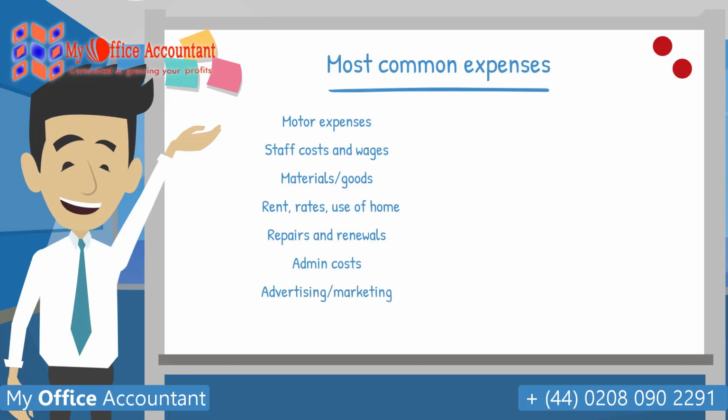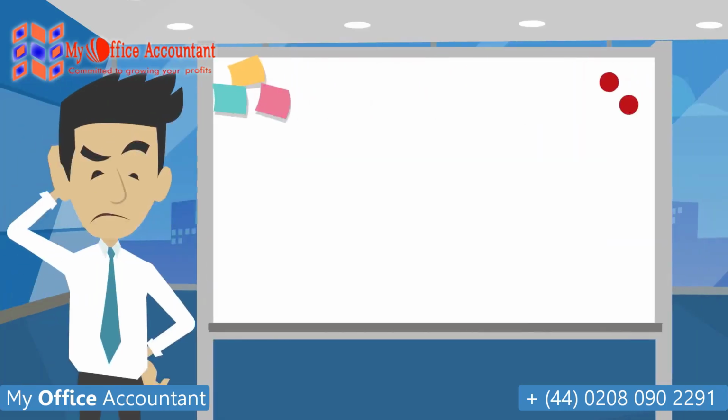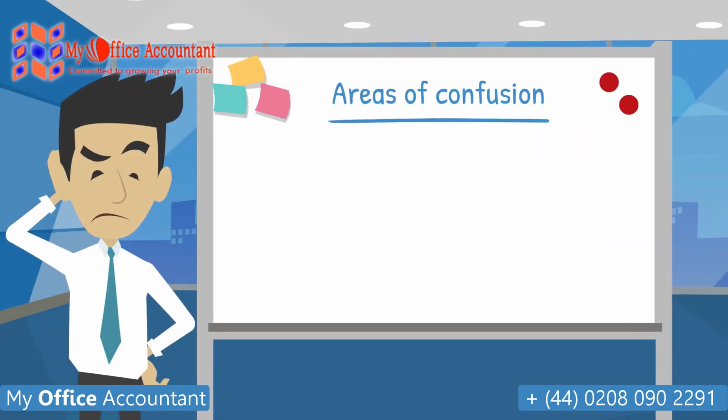Advertising and marketing costs. All your business insurances. Membership and subscription fees, if you're a member of an association for your business or subscribe to any industry magazine, for example. Work clothing. Training. Professional fees, such as accountancy and some legal fees. Travel and subsistence. Your bank charges and interest on things like overdrafts, HP agreements and loans. Capital expenditure for larger items such as equipment and furniture. And finally, entertaining costs.